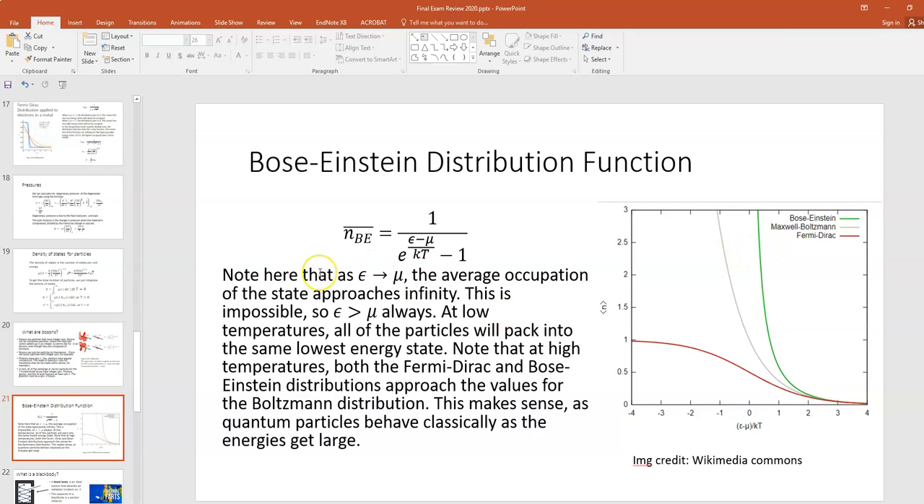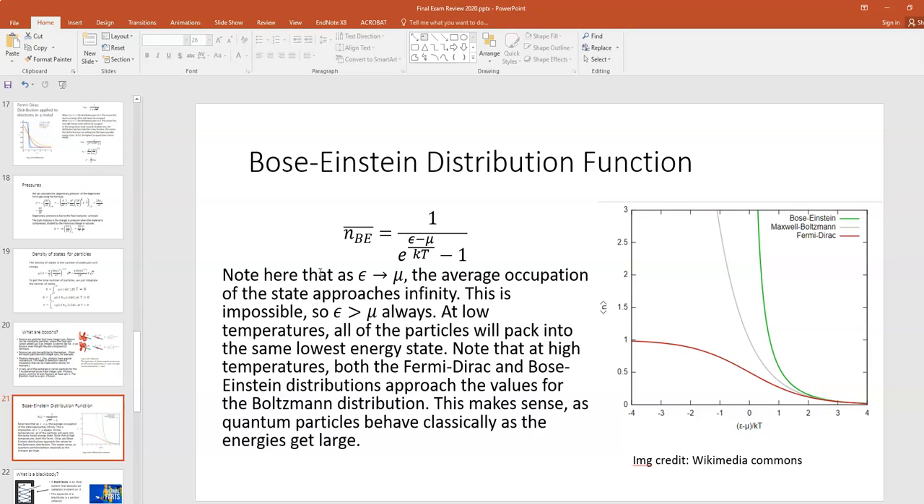The major difference is that for the Bose-Einstein distribution, as epsilon approaches mu, the average occupation of the state approaches infinity. Since that's impossible, because there's not an infinite number of particles, there's a restriction on the values of epsilon, and that's that epsilon has to be greater than mu always, okay?